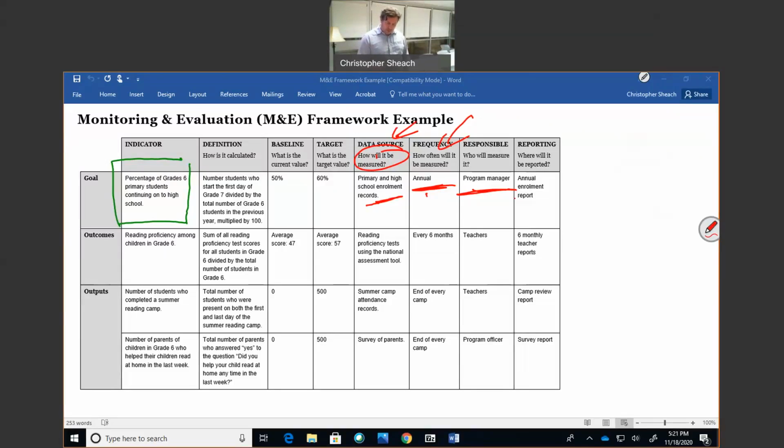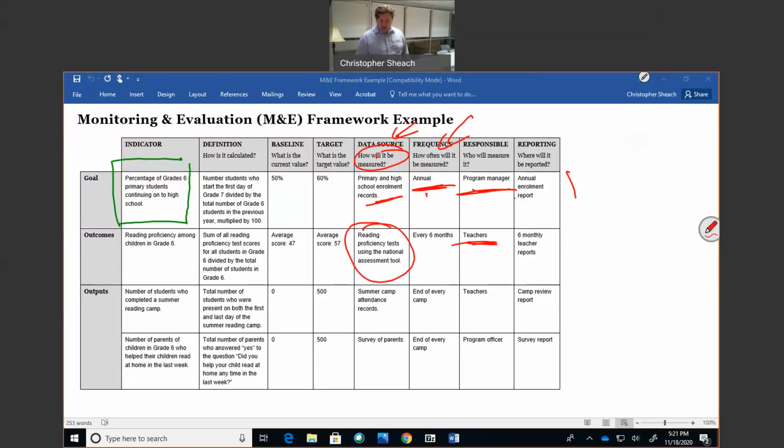Notice the program manager will do this, but when we get down to this outcome, we're doing reading proficiency tests, teachers will be doing that. Of course, the teachers will be doing the proficiency test. You're not expecting your program manager or your school director to actually administer the tests, to have their hands on the papers. The teachers will do that.